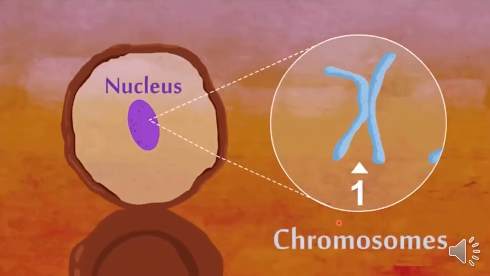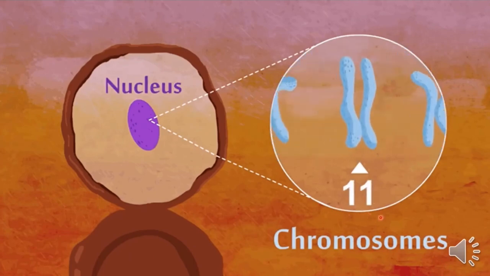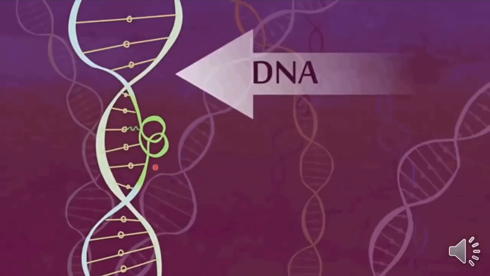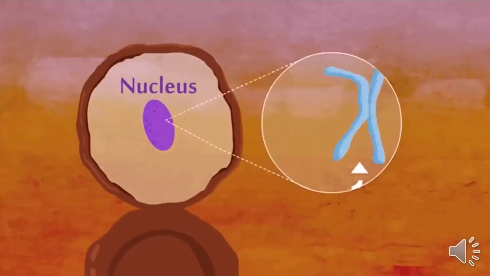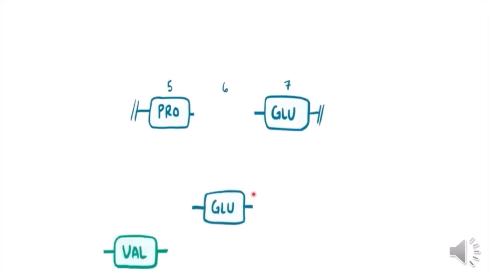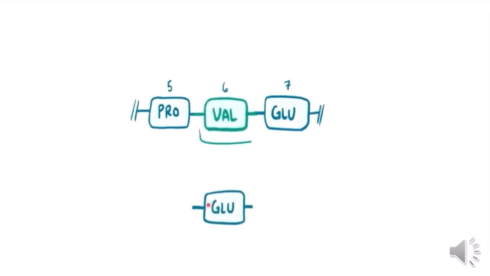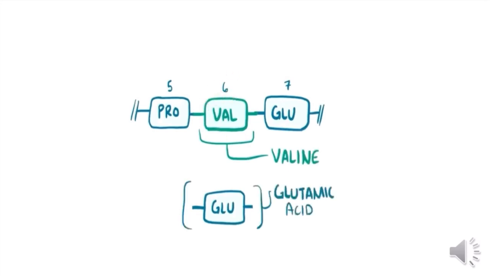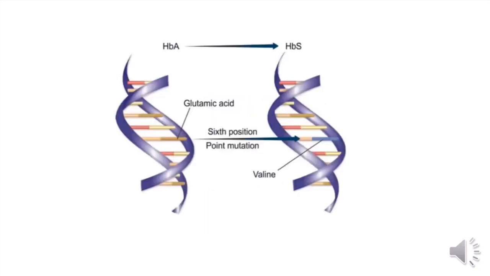If you remember, the beta globin gene is located on chromosome 11, and this gene will have a single point mutation. This mutation will cause substitution of the glutamic acid with valine at position number 6. As a result, this will lead to replacement of HbA with HbS. So the person with this mutation will have HbS.